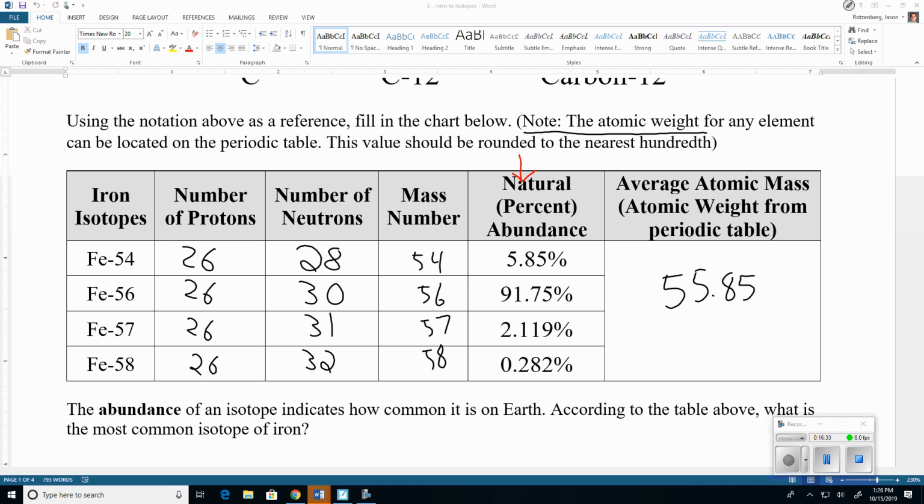An average mass on the periodic table does not take the 4 isotopes, add up their mass, and divide it by 4. If it did, this average mass would end up being not 55.85. The average mass in the periodic table is what we call a weighted average. If something is in a higher percent, that should play a larger role in the average.